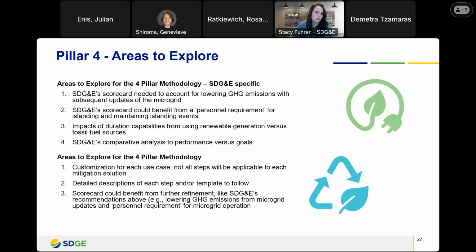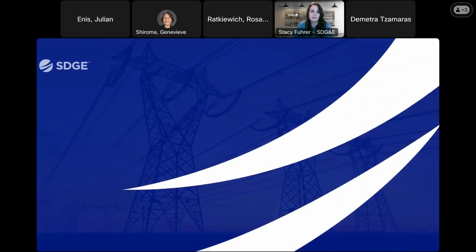And then there could be some benefits from the scorecard having further refinement, like some of the recommendations that SDG&E found for themselves, whether it's lower GHG emissions from future microgrid updates, or the requirement for less personnel on site with future iterations as well. And there might be other ones that the next presenter might have found were beneficial to add to their scorecard. And so it's important that there's stakeholder involvement to further refine the scorecard. And with that, that's the end of my presentation.